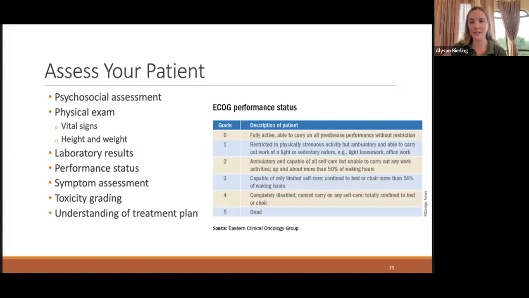We want to assess patients for the symptoms that they're experiencing, and then subsequently, if they have any toxicities, we want to understand the severity of those toxicities. We would complete our toxicity grading. And then we want to know, does the patient understand the treatment plan? The patient should be well informed and understanding of the plan for their therapy.